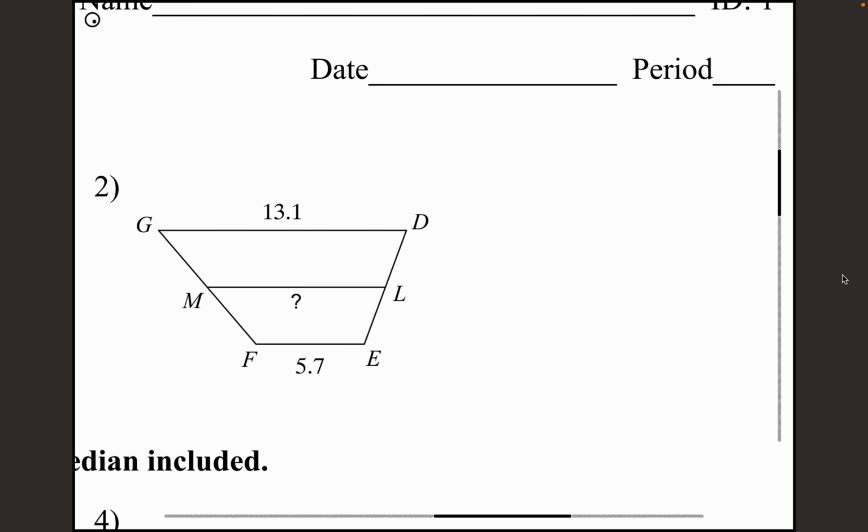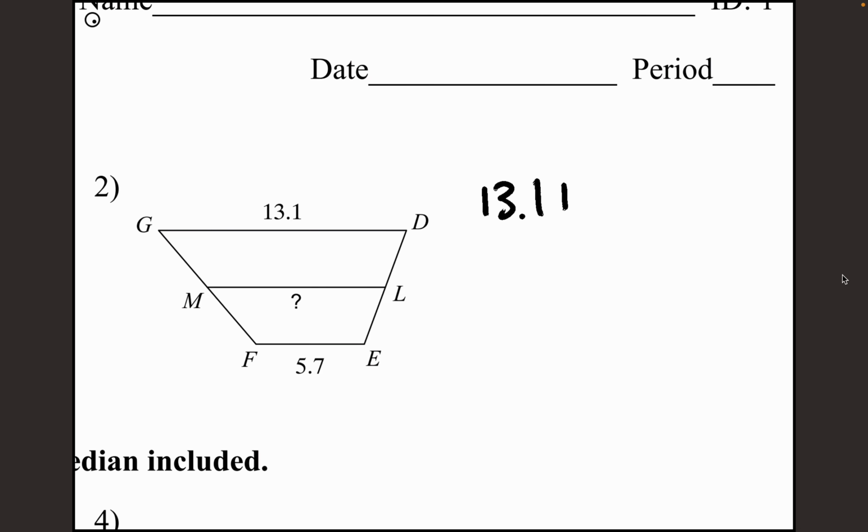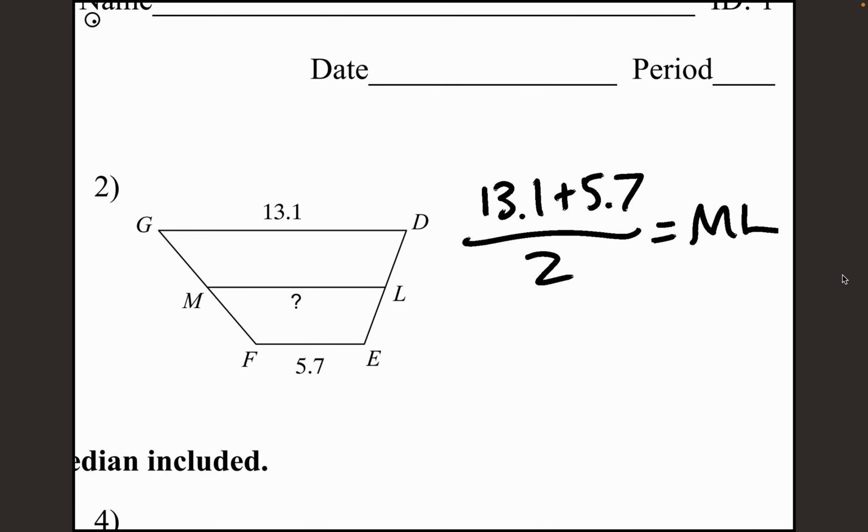But what we need to do on this one is, again, we're finding the median. So on this one, we need to add the top and the bottom again to get our median. So we'll do 3.1 plus 5.7 divided by 2 to find ML, which is our median. Okay, so we need 3.1 plus 5.7, 8.8 divided by 2 for our ML. And what we should get is 9.4.